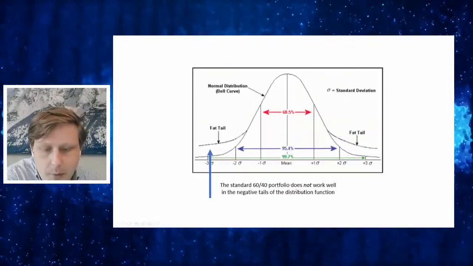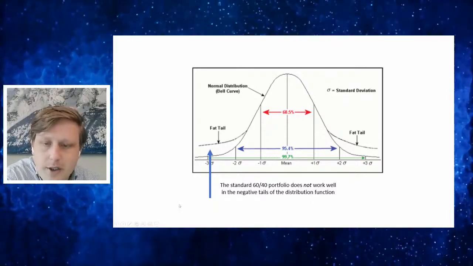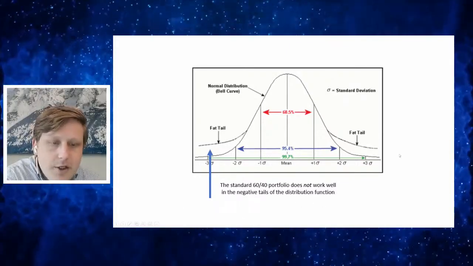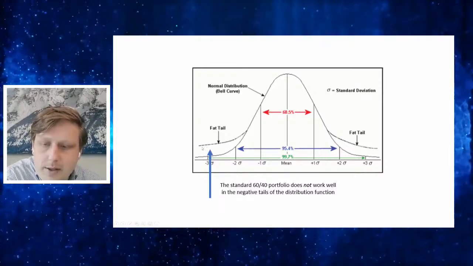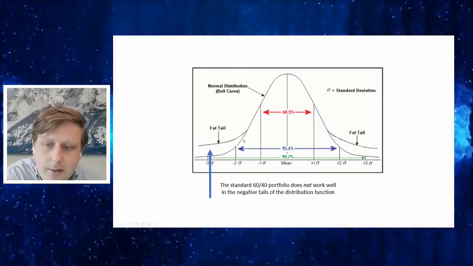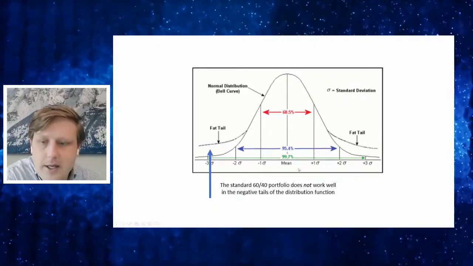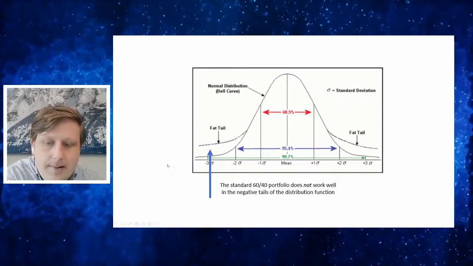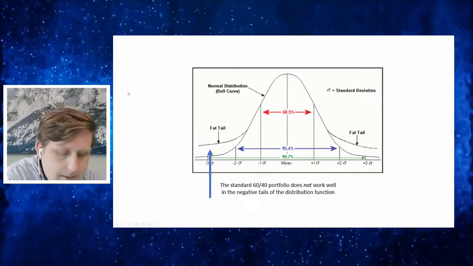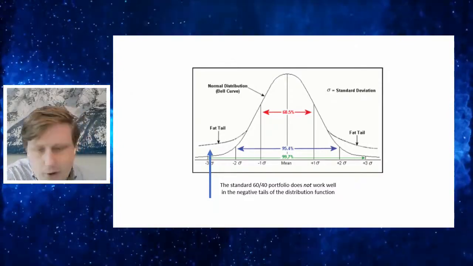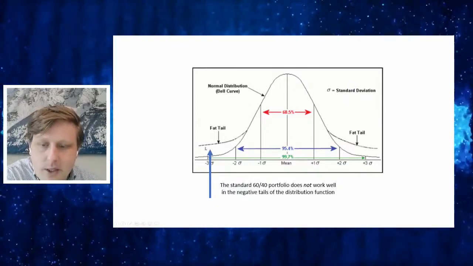The standard portfolio does not work well in the negative tails of the distribution function. So here's your distribution function. Here are your fat tails. Something we've learned from various investment professionals and mentors is these fat tails happen a lot more often than the bell curve predicts. And when they do happen, this portfolio tends to struggle. Darius has mentioned too that you subscribe to 42 Macro to try and mitigate these risks.